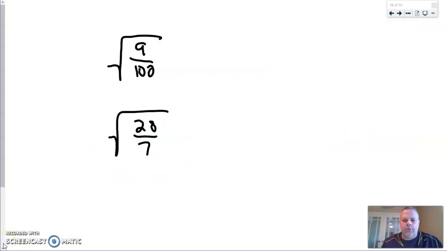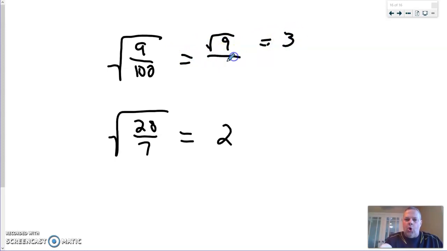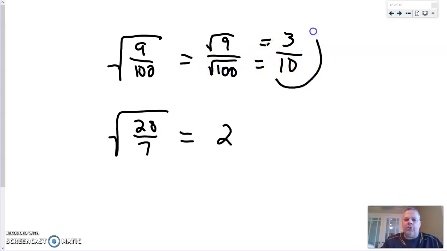The last thing I want to share with you about square roots is we've done this problem right here where we said 28 divided by 7 is 4. The square root of 4 is 2. The other way that I can do this is I can say that this is the square root of 9, which is 3, over the square root of 100, which is 10. So our answer could be 3/10 as well.